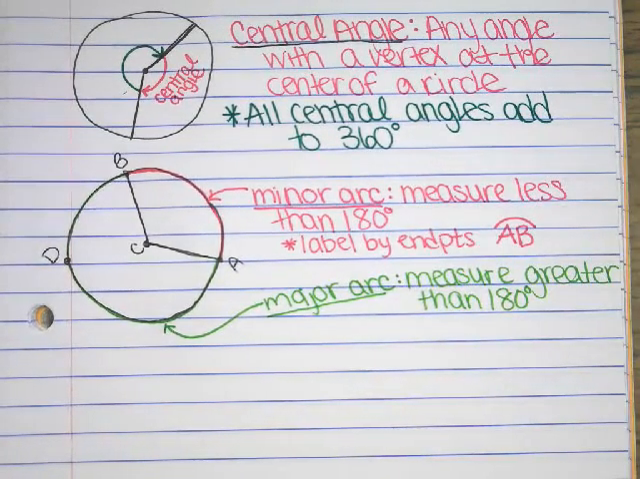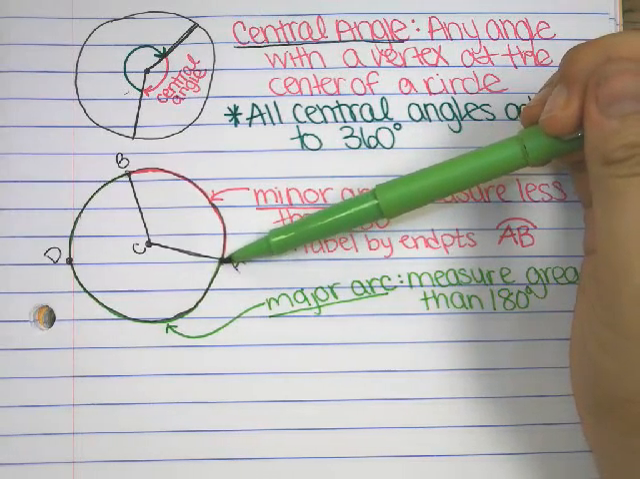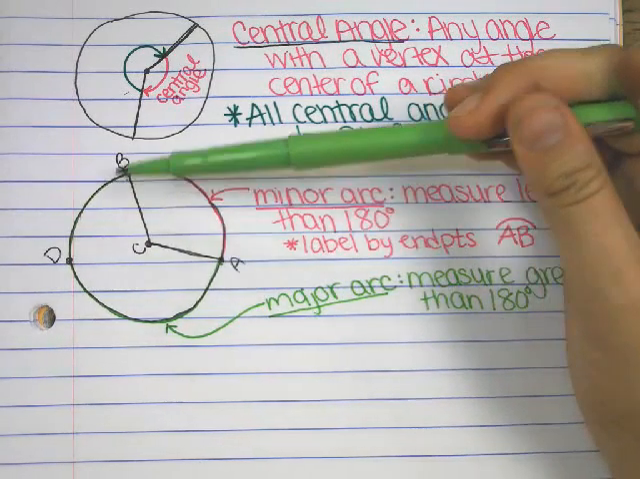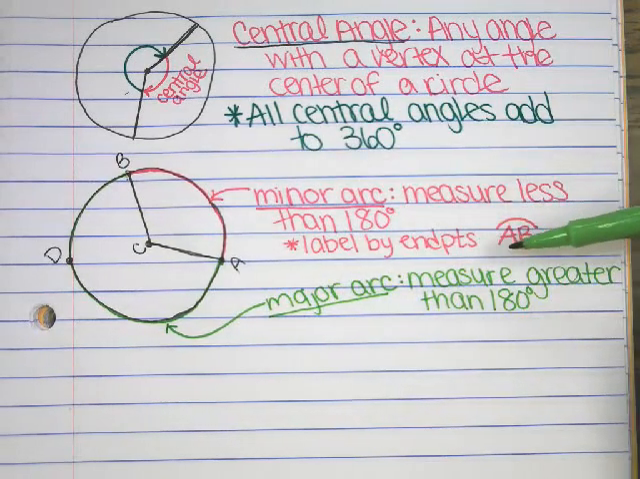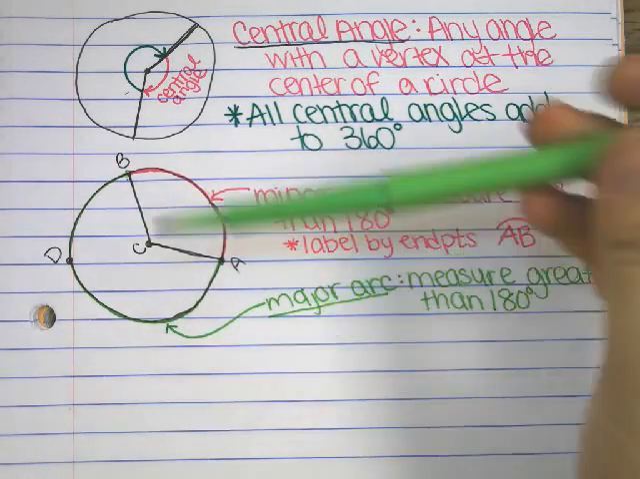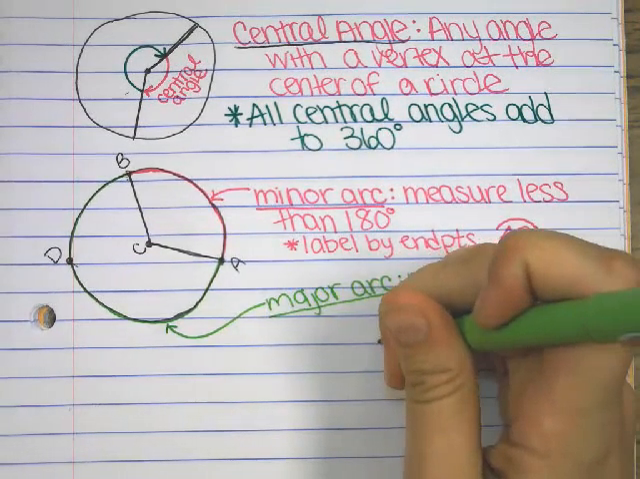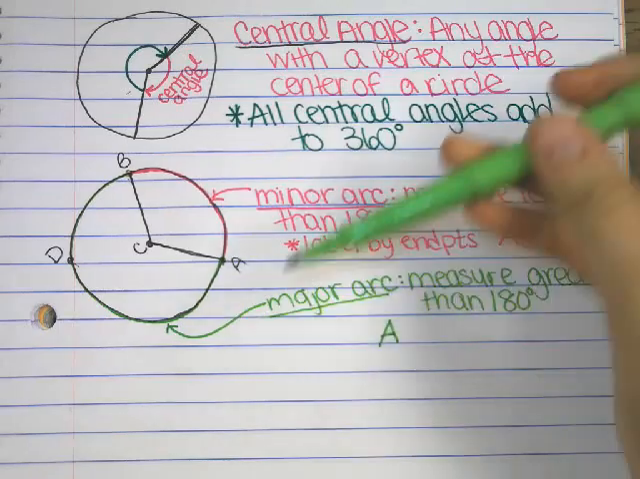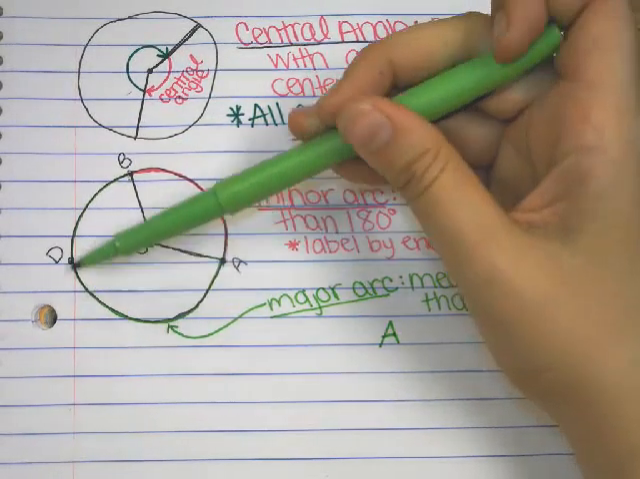Okay, arc AB. Now, if we look at our green arc, if I talked about my endpoints of my green arc, the endpoints of this arc are also A and B. So in order to differentiate between a minor arc and a major arc, we have to include this extra point. And so our major arc is going to be called arc A, and then we don't want to go directly to B because that would send us over here. We need to go to D next.